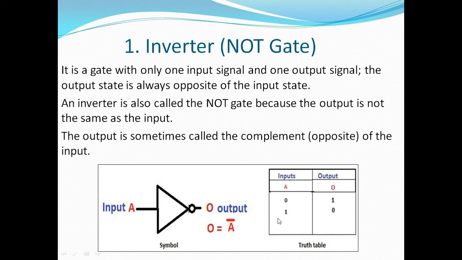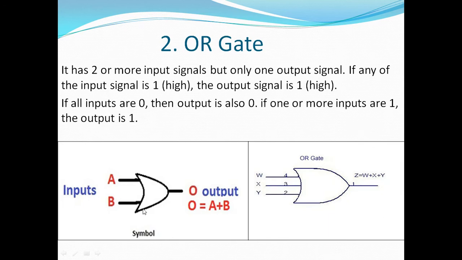This is the truth table which we had discussed yesterday. Now next is the OR gate. In an OR gate, there can be two or more than two inputs, but only one output signal will be there. This is the symbol of the OR gate. Suppose we are sending two inputs, A and B. For these two inputs, only one output will be there, the output O.